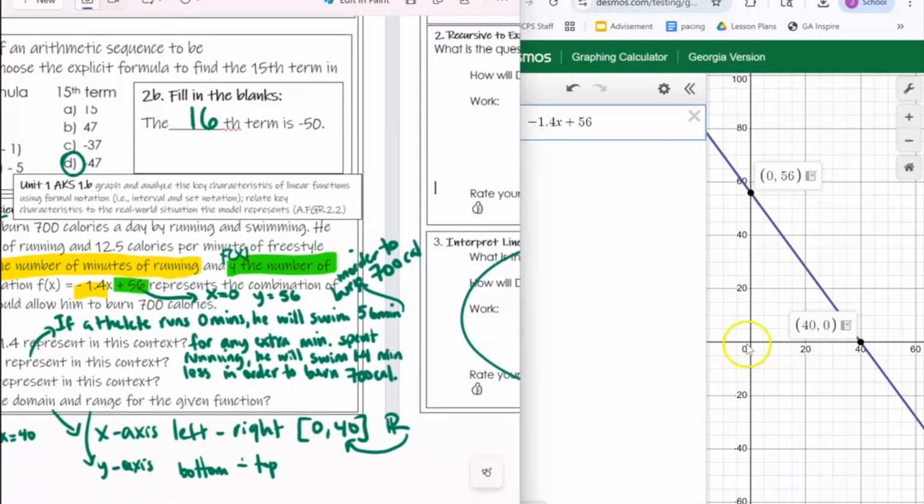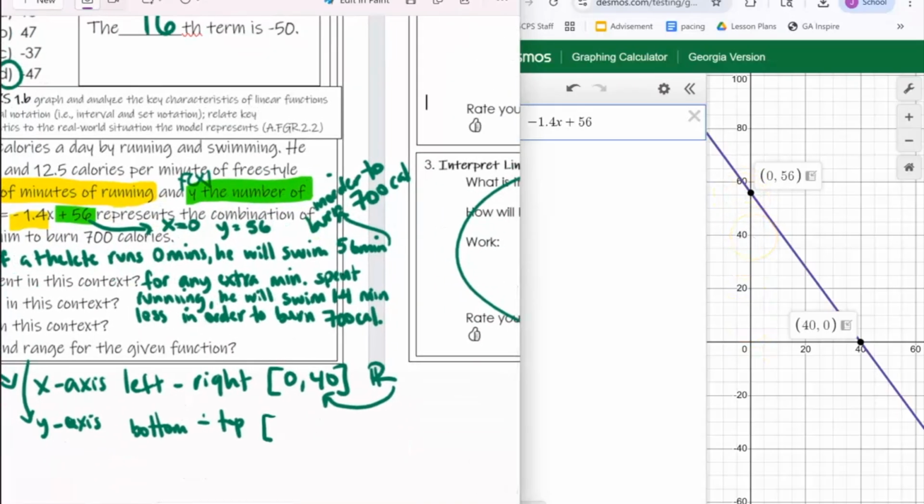All right, what about for the y-axis? The bottom is going to be 0. The top is going to be 56 inclusive, because we can run for 0 or swim for 0. So 0 to 56 inclusive, and it's all real. And again, I'm just being lazy to write this. All real numbers between 0 and 56. Because some of the questions will say, okay, you cannot have 20.5.